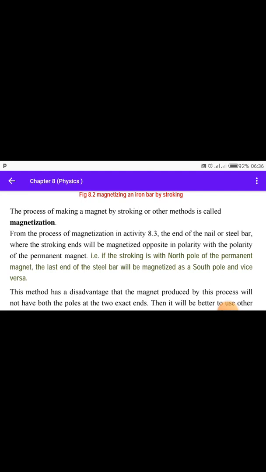Opposite in polarity to the polarity of the permanent magnet. Polarity means north pole, south pole. If the stroke is with the north pole of the permanent magnet, the last end of the steel bar will be magnetized by the south pole, and vice versa.